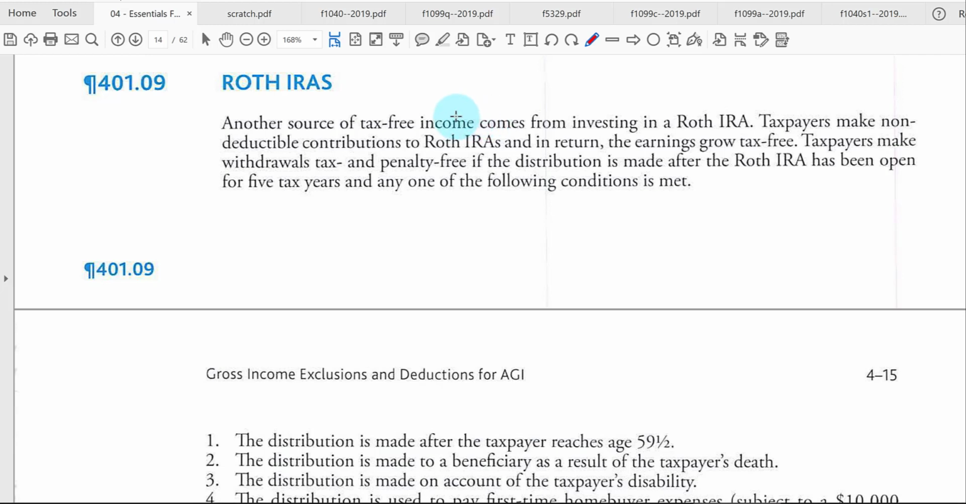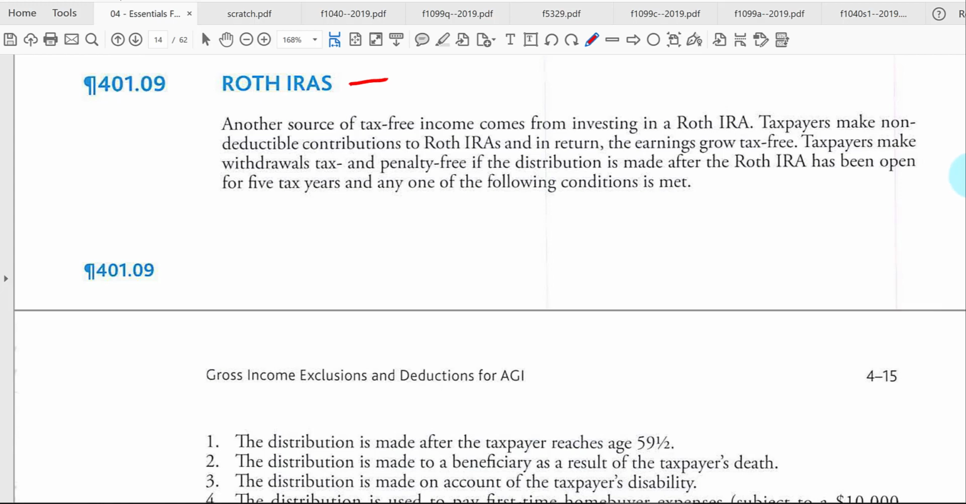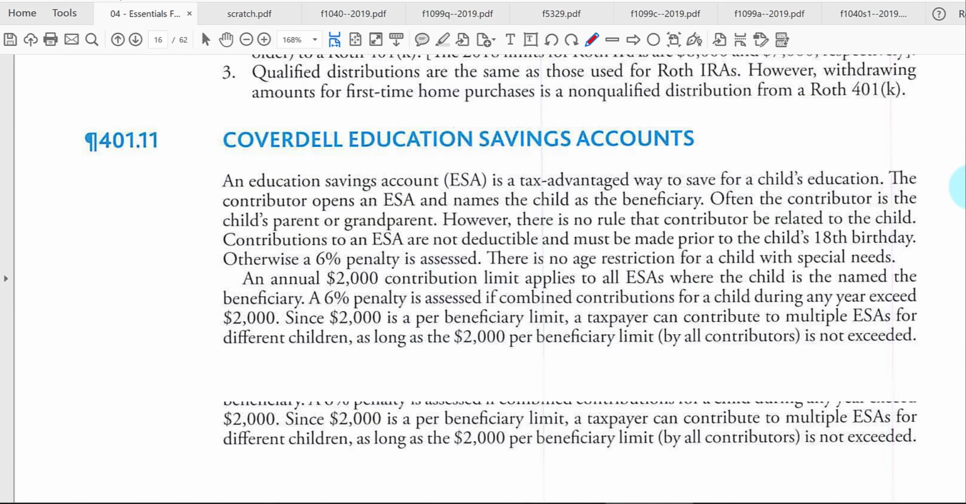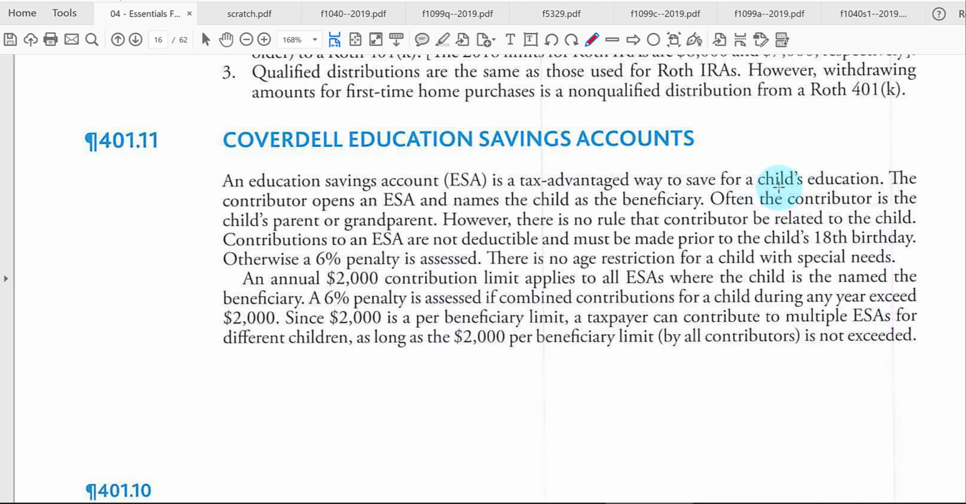We're back with part 3 of our video lecture series for chapter 4. We're going to continue with Roth IRAs and traditional IRAs. That's a topic later in chapter 4, and we'll save that for another video. Let's continue with a type of savings.